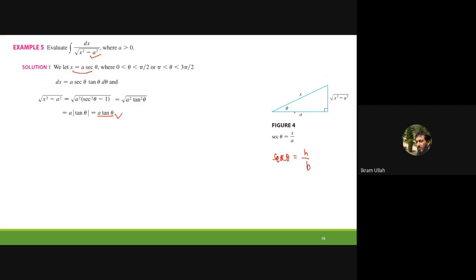So using the Pythagoras theorem, the perpendicular of this one, this side, is equal to square root of x square minus a square, by using the Pythagoras theorem.